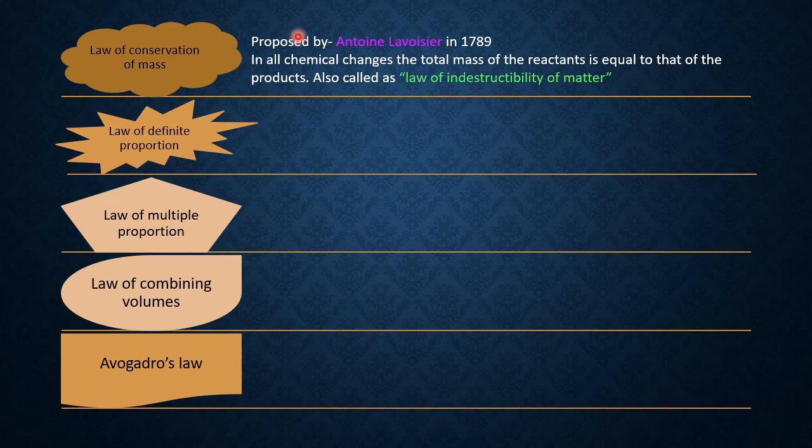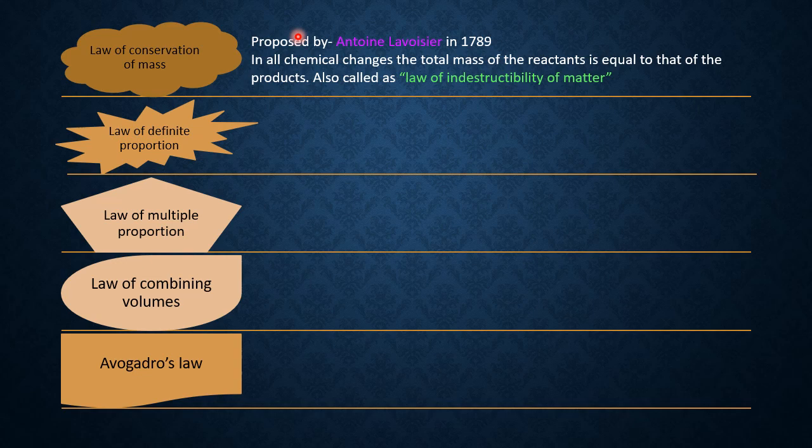So total mass before the reaction and total mass after the reaction must be the same. Why? Because matter is neither created nor destroyed during the reaction. That's why this is called the law of conservation of mass, and for this reason we have to balance the chemical equation. Now we'll go to the second law, the law of definite proportion.